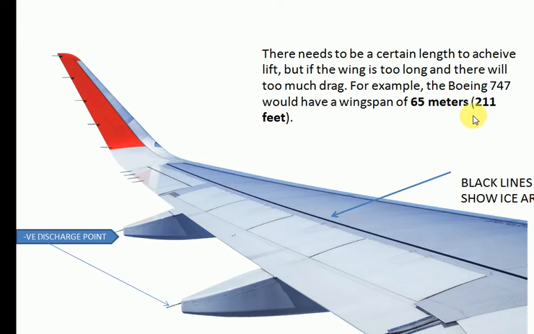And these black lines are nothing but to show the ice absorbent area where heavy ice is covered on these wings. So this line shows the ice area according to the rules.